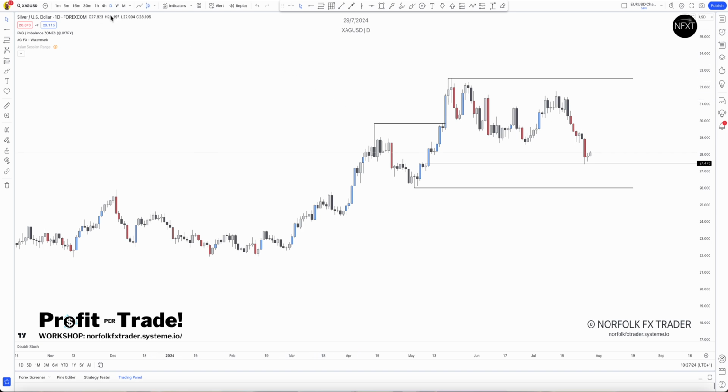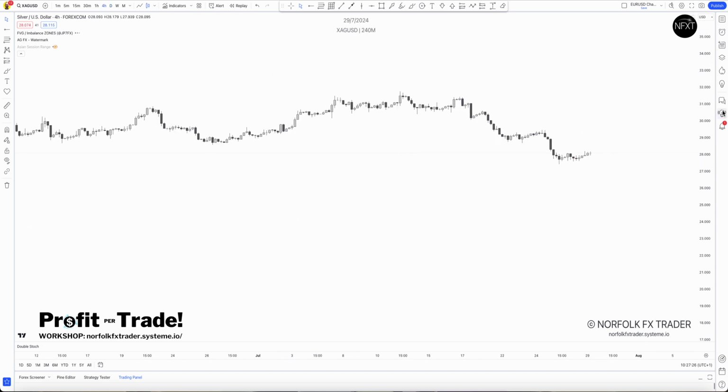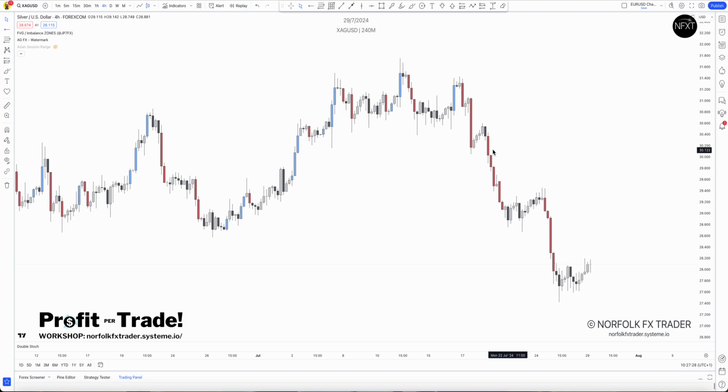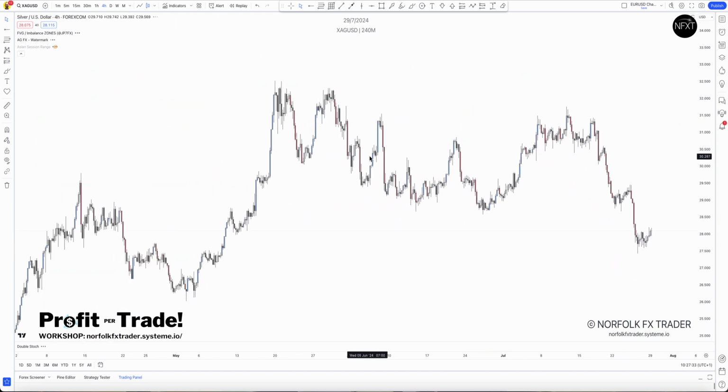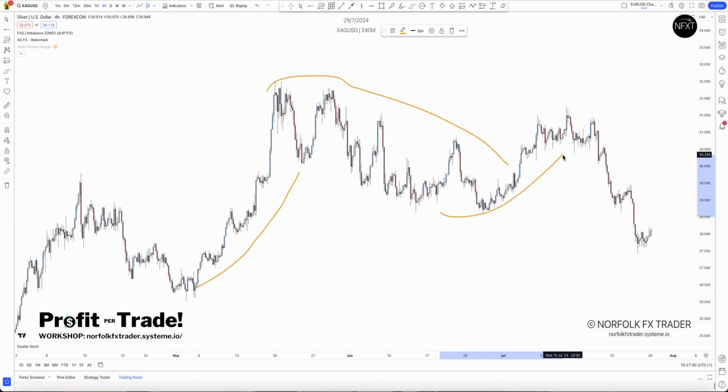Let's now drop down to the 4-hour time frame. So on the 4-hour time frame, let's now just look at this visually. We have to zoom out a little bit now. So this was our bullish movement. We saw a reversal, went bearish, then we went bullish, and then currently we're bearish. Right, so how quickly we can identify this.